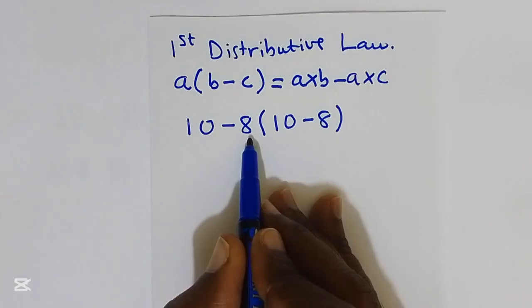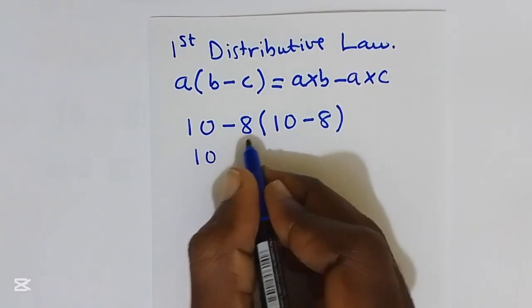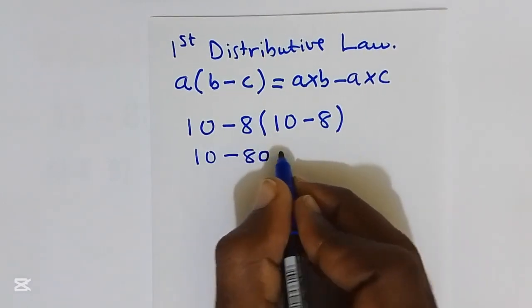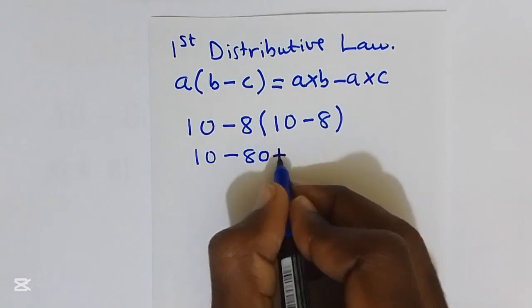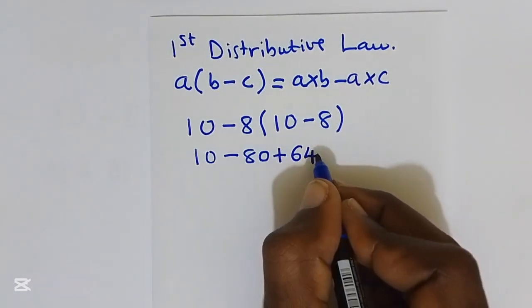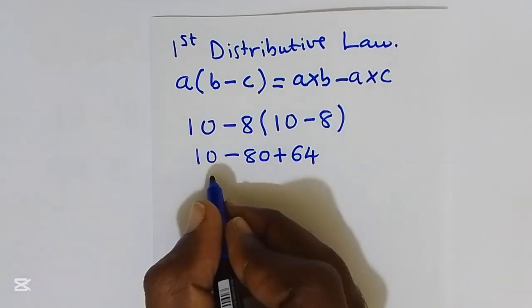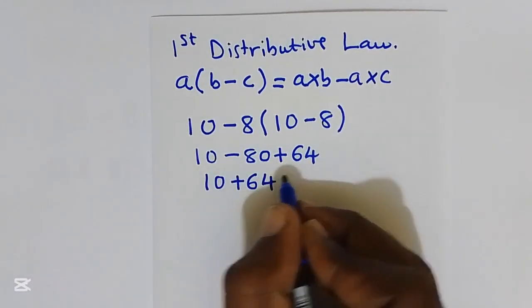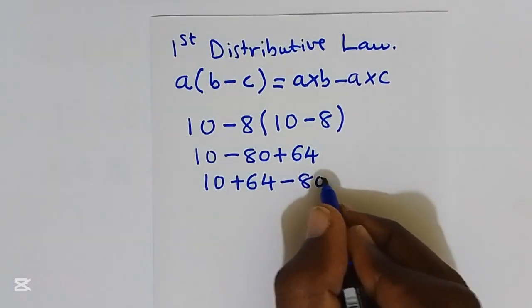First, I'm going to open the bracket by distributive law, that is 10 minus 8 multiplied by 10, we are going to get minus 80, minus 8 multiplied by minus 8, we are going to get positive 64. I'm going to add the positive number first, that is going to be 10 plus 64. Then I'm going to take away 80, minus 80.